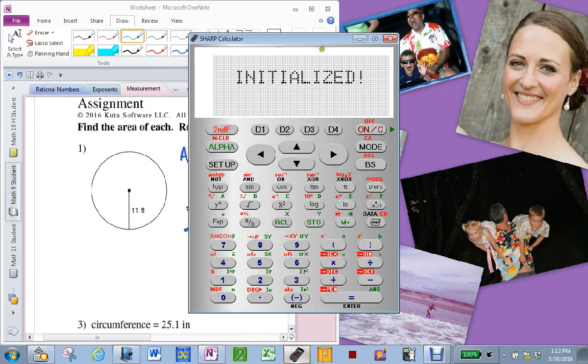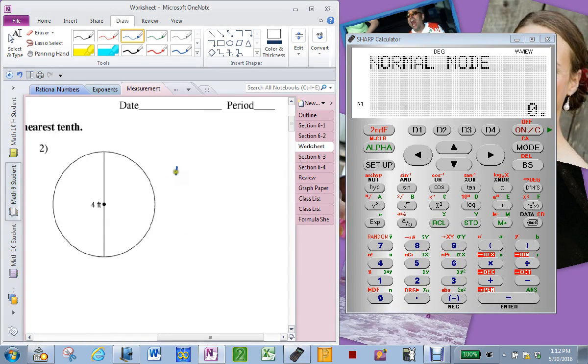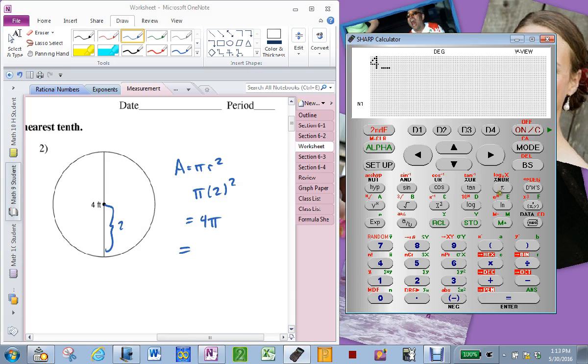Now I'm just going to do something a little funky here so I can have my calculator on the screen at the same time as my question. Now, over here, area equaled pi r squared, but I didn't give you an r here, did I? I gave you the d, so what did you have to do? You had to divide by 2. So it was pi times 2 squared, which was 4 pi. Which was, if you went to your calculator, 4 pi, 12.57. Yeah? Everybody cool? Alright.